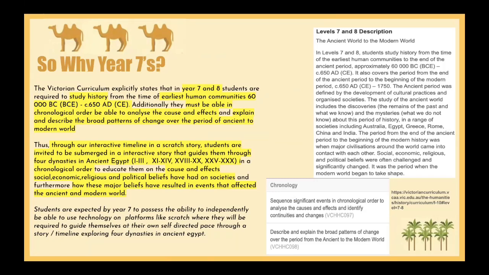Thus, through our very interactive timeline in a Scratch story, students are invited to immerse themselves in our interactive story that will guide them through four dynasties in ancient Egypt in chronological order to educate them on the cause and effects of certain social, economic, religious, and political beliefs in society in those four dynasties. Now, these major beliefs have resulted in very significant events that have also affected the ancient and modern world. Next to this slide, I've attached the actual Victorian curriculum, which states what we are doing in our game.